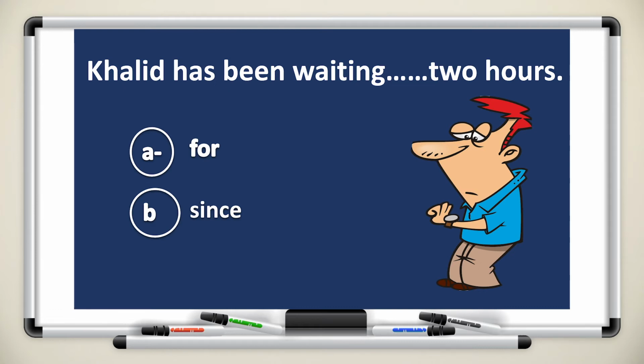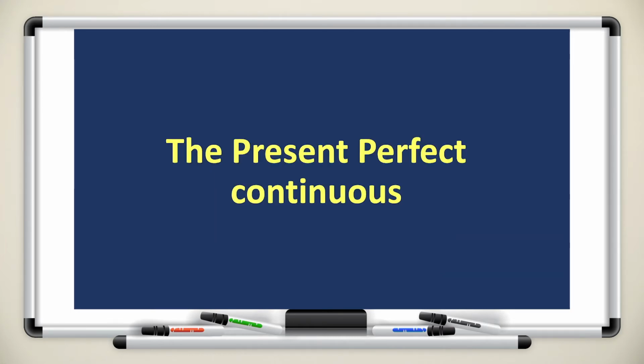Let's look at Khalid here. Khalid has been waiting 2 hours. Now 2 hours obviously is a duration of time, so we're going to be using what? For. Excellent. Khalid has been waiting for 2 hours. That brings us to the end of the present perfect simple. Let's look at the present perfect continuous.